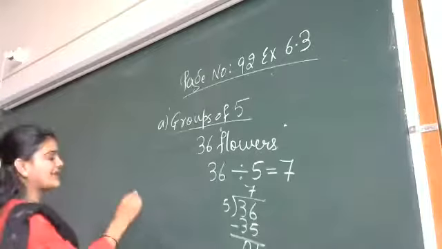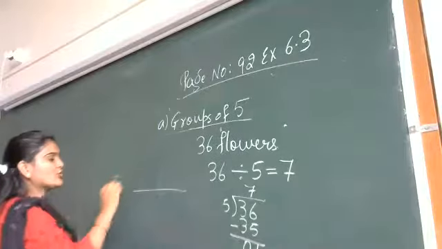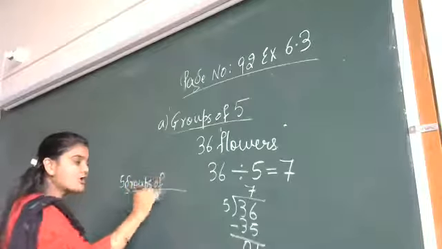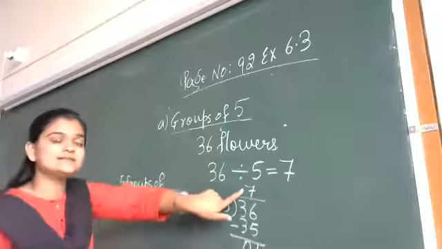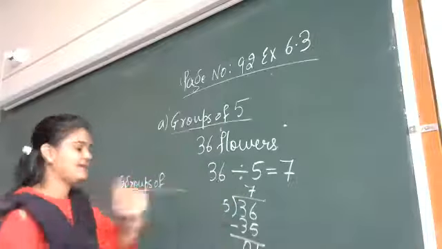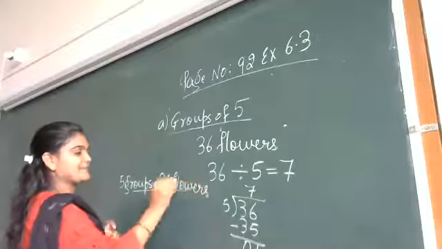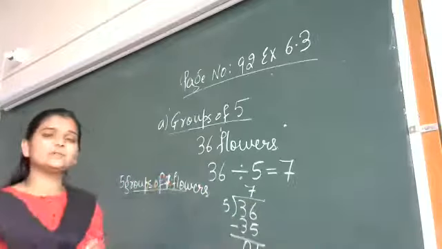So in the blank you will have to write 5 groups of how many flowers? 7. There will be 7 flowers. If you count all, it will be 35, but one flower will be left over. So down you have to write one flower left over.